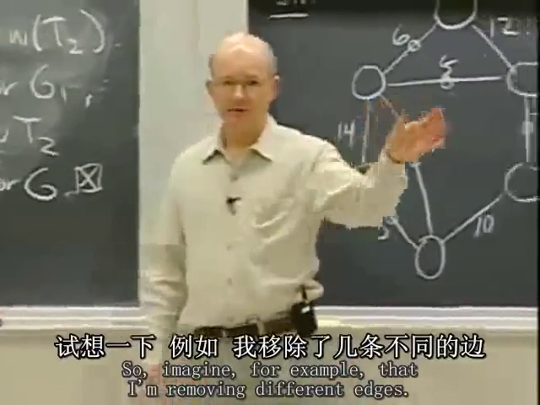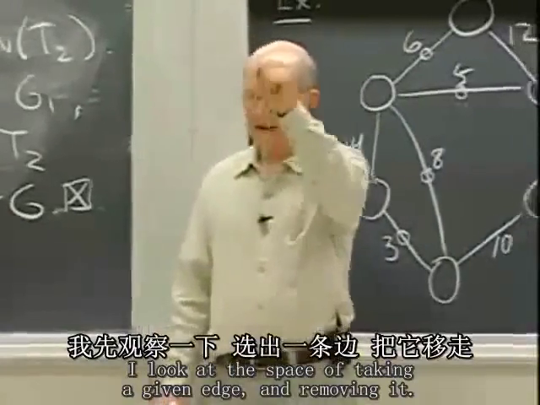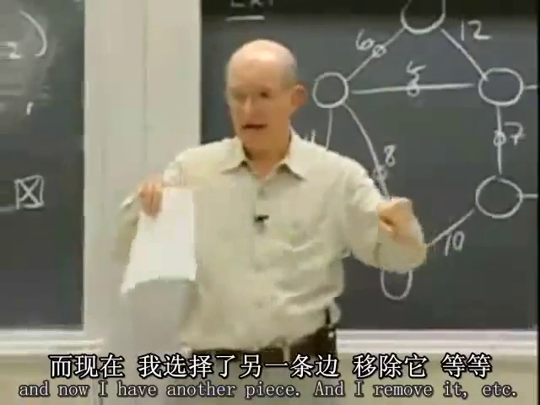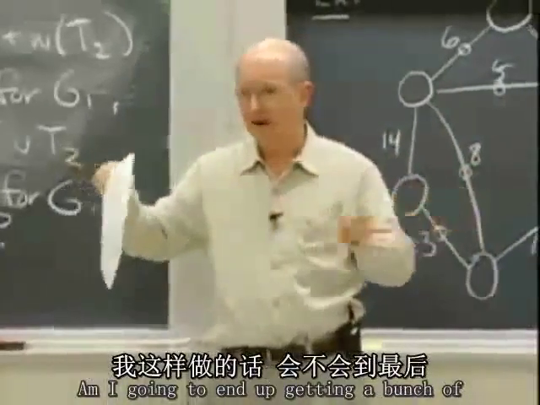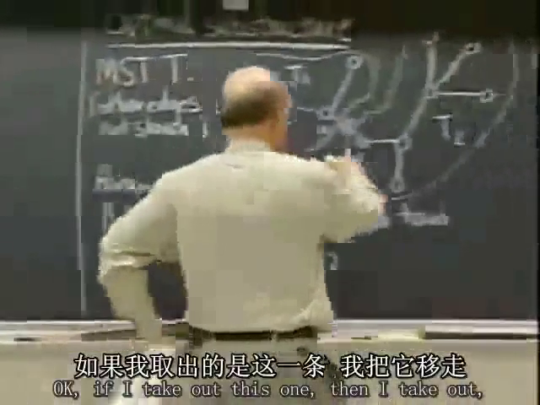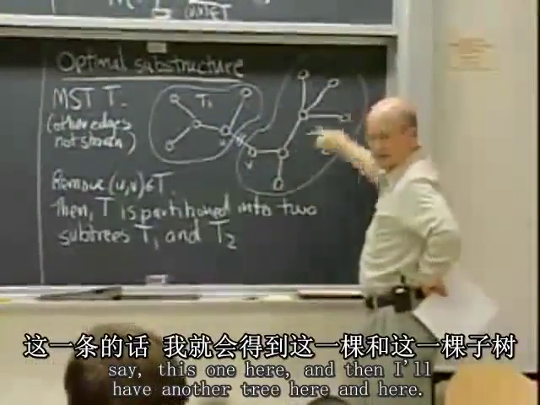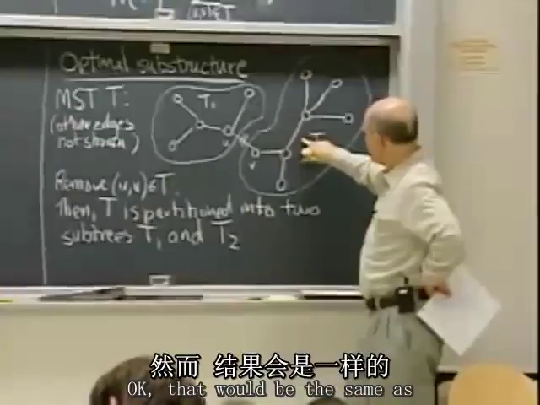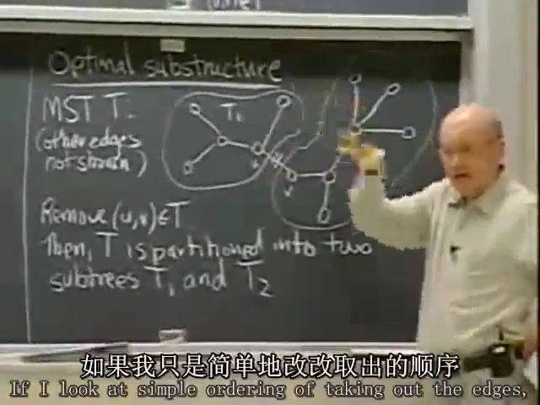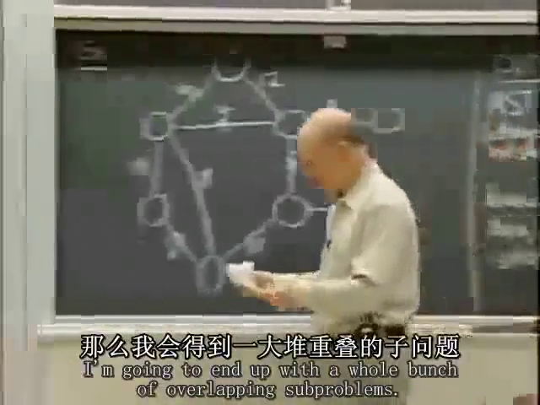So imagine, for example, that I'm removing different edges. I look at the space of taking a given edge and removing it. It partitions the tree into two pieces, and now I have another piece, and I remove it, et cetera. Am I going to end up getting a whole bunch of similar subproblems in there? Yeah, I am. If I take out this one, then I take out, say, this one here, then I'll have another tree here and here. That would be the same as if I had originally taken this out and then taken that one out. So if I look at some ordering of taking out the edges, I'm going to end up with a whole bunch of overlapping subproblems.